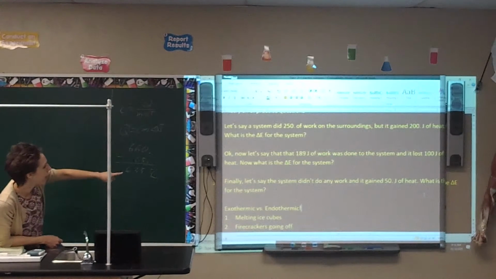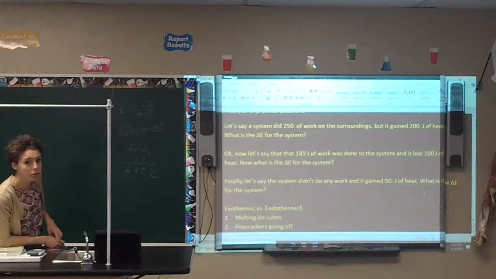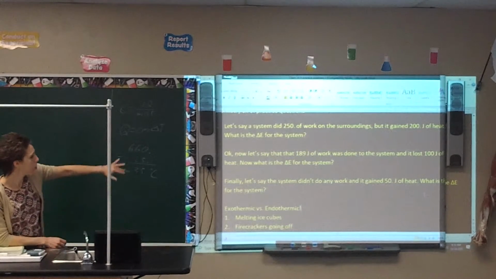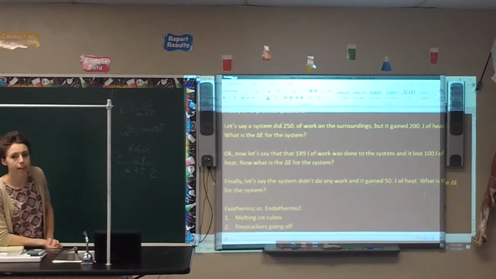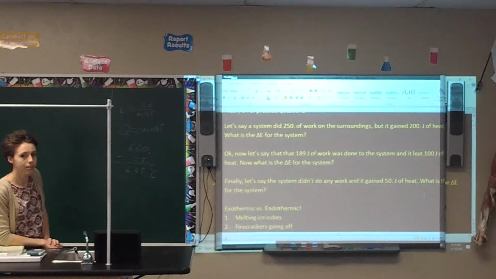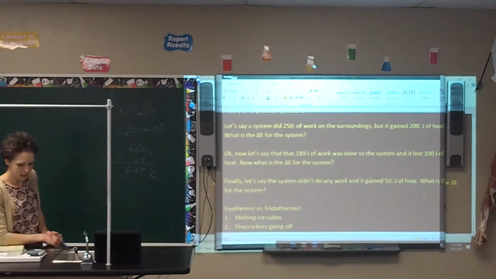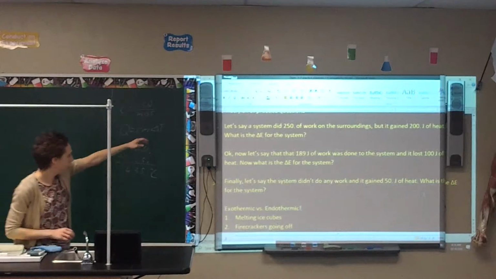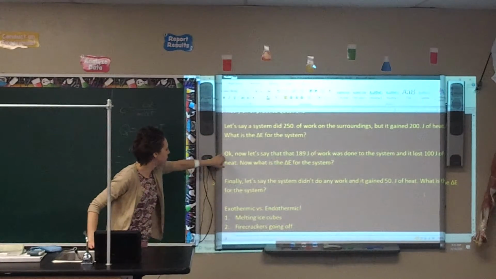Alright, number 3, I think it got cut off a little bit, but it's asking what is the delta E for that system, or the change of internal energy. So what equation should you use if you're working with heat and work and internal energy? Think it through and figure out which one you should use. These problems should only take you maybe 5 to 10 minutes to solve. So problems 1, 2, and 3. This is the first one, this is the second one, this is the third one.